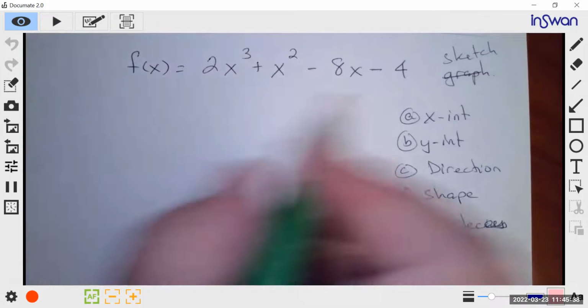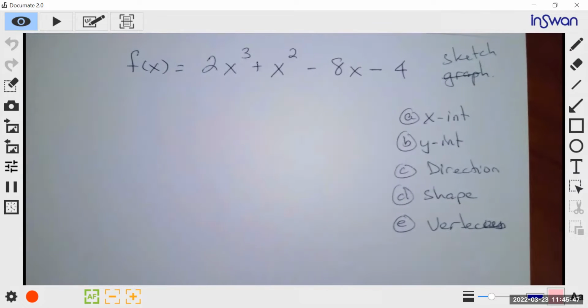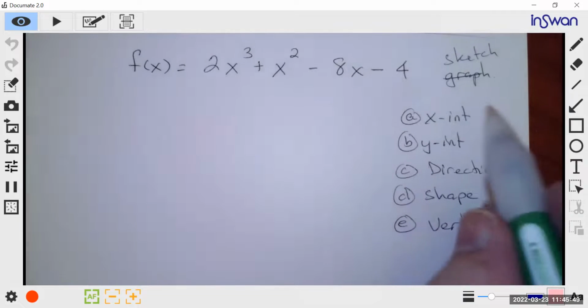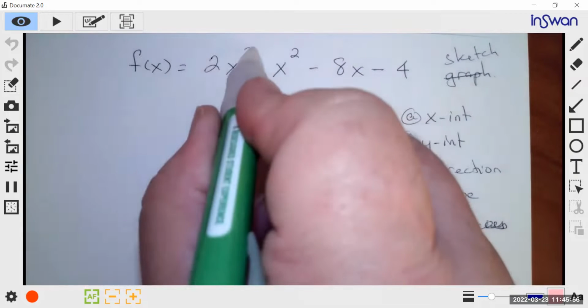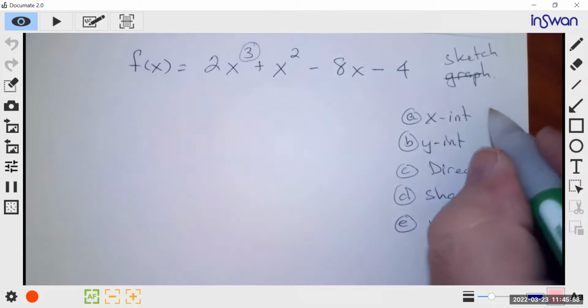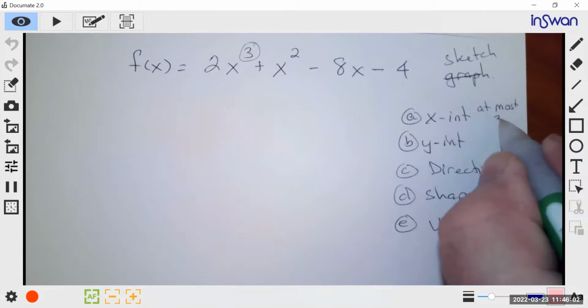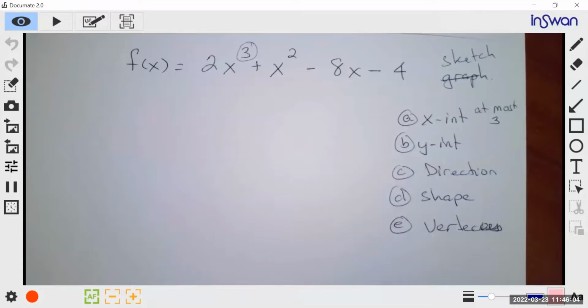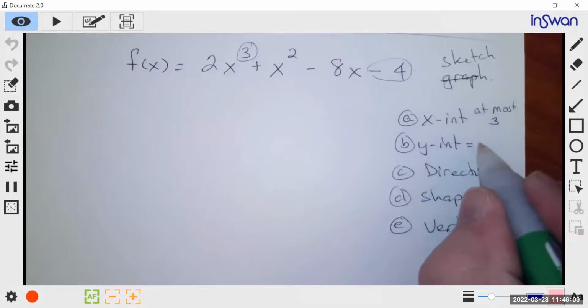I picked this equation first off because that's what chapter 4 is about, is how to solve higher order polynomials. How many x-intercepts are we supposed to get in this equation? At most 3. We have at most 3 solutions. The y-intercept is at the constant -4.